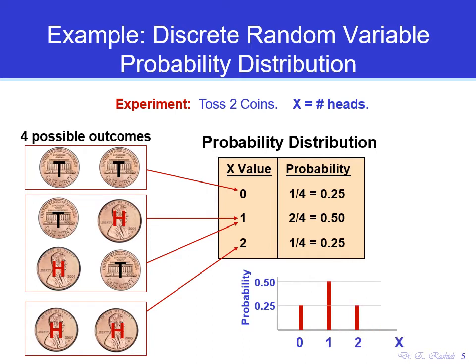We can actually plot this distribution. As you see here, the x-axis shows the outcome of the random variable. We can get 0 heads with the probability of 25%. The y-axis shows the probability. And we can get 1 with the probability of 50% and 2 with the probability of 25%. So this is the probability distribution graph of this example.